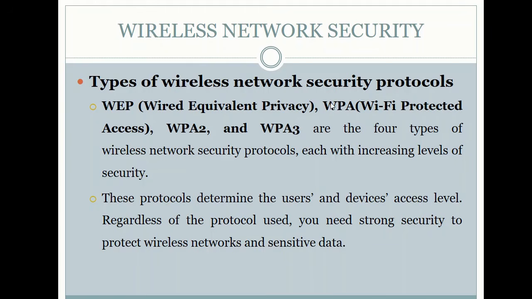What are the types available? The security protocols are there. The types of wireless network security protocols are classified into four major categories. One is WEP, that is Wired Equivalent Privacy. This was developed in the year 1997, and it is designed to secure wireless networks using encryption and access restriction methods. The second one is WPA, that is Wi-Fi Protected Access. This was launched in the year 2003, and it emerged as an effective successor to WEP.